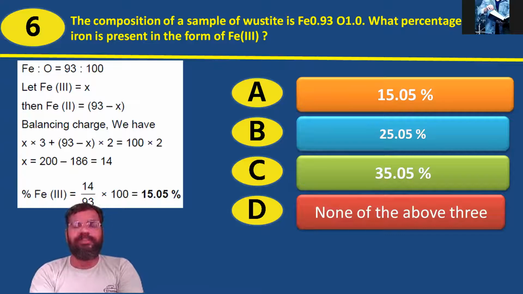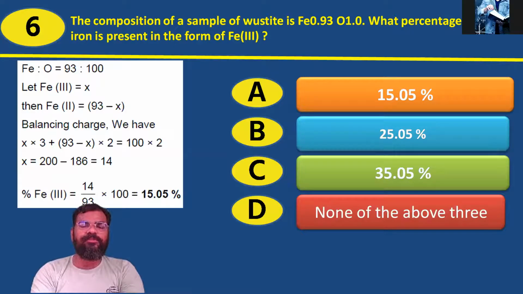Now let Fe3+ be taken as x. So total Fe2+ would be 93 minus x. Balancing the charge, we have x multiplied by 3 plus 93 minus x multiplied by 2. On the right hand side, 100 multiplied by 2 for the oxygen percentage. So the value of x you will get is 14 by solving this equation.